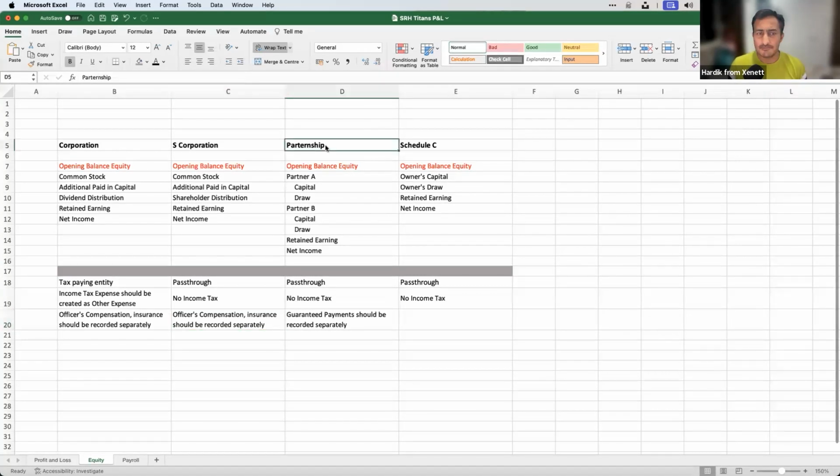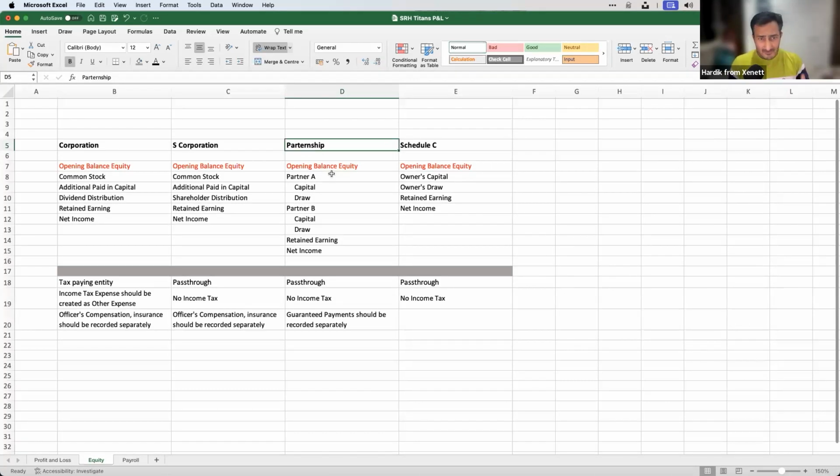With the partnership, it's pretty straightforward. One more thing to be noted here is that I have also seen that a lot of people actually merge different partners' capital accounts and draw accounts together. So it's very, very important to have a separate equity, or separate capital or separate draw account for each partner, so that we can clearly see the distributions between both these partners, right?